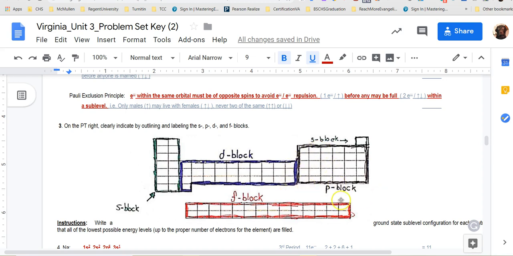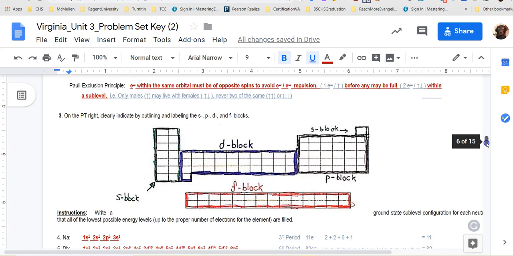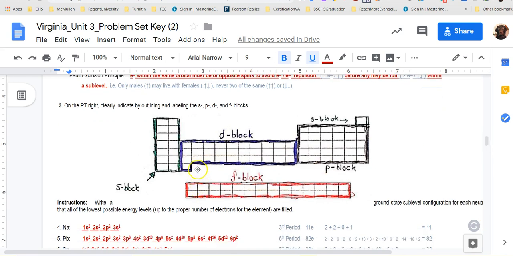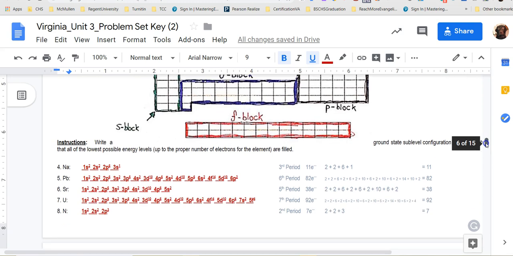And then the P block is right here. The D block is our transition metal block. The F block are lanthanides and actinides. And we're going to use those to fill up. Now remember, the F block fits in here and would make the periodic table very long if we looked at it in structure. In the next video, we're going to take a look at the proper number of electrons in a period.